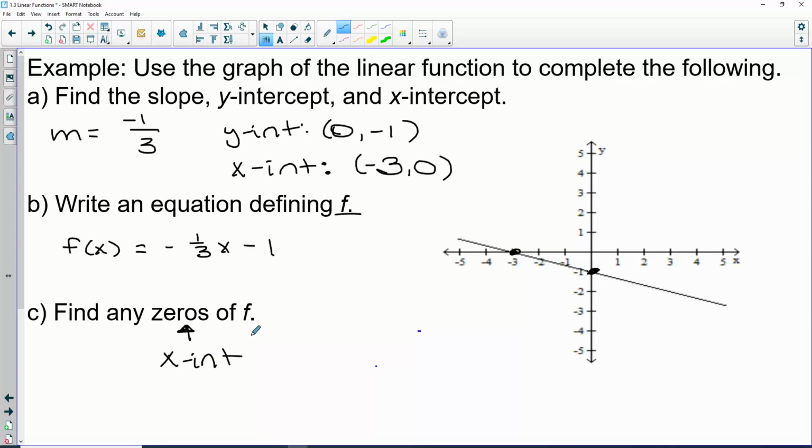Typically when you're writing a 0, you're giving the intercept, but you don't write it as an ordered pair. We just put the x value. So the x-intercept we already said was -3. So if I'm listing it as a 0, I just put the -3. I don't write an ordered pair. So it's -3 is the value of x that makes the function equal 0.